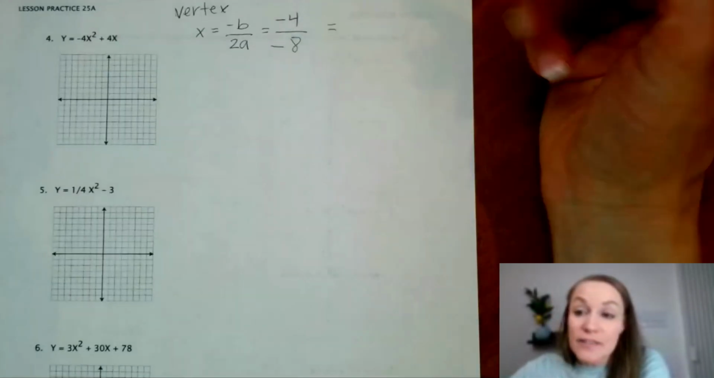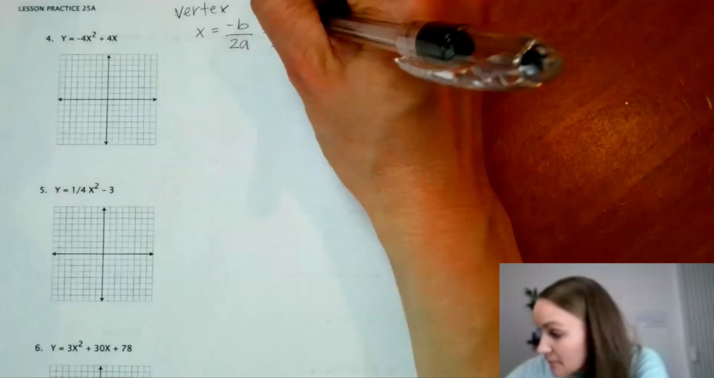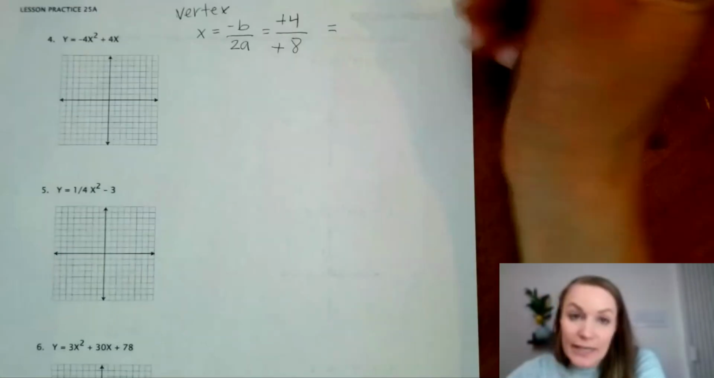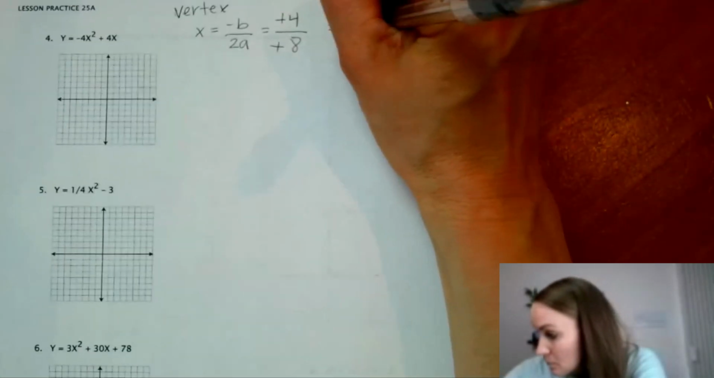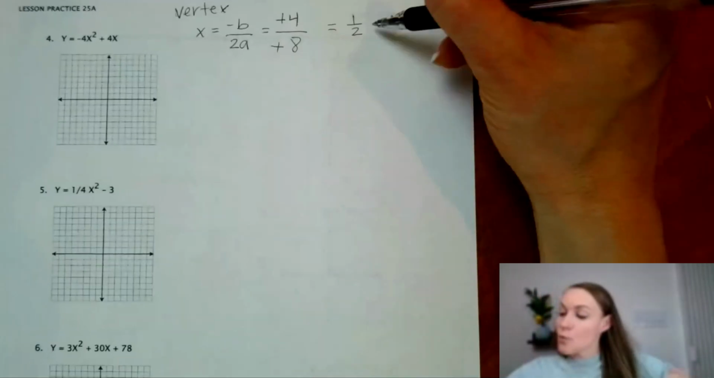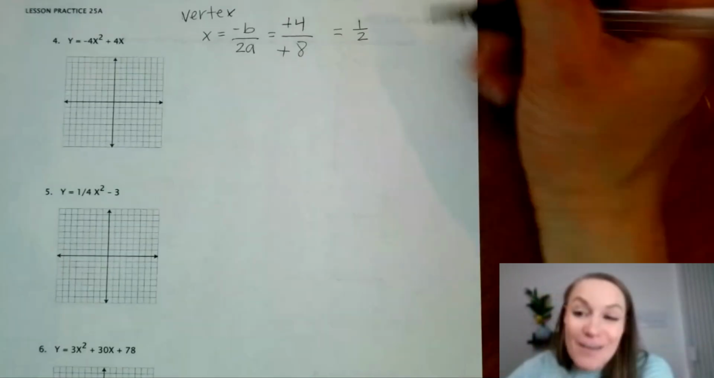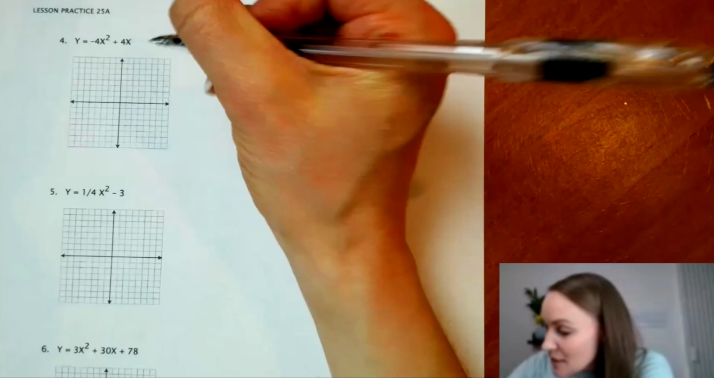So negative divided by negative is a positive. 4 divided by 8 is 1/2. So my vertex is 1/2, comma, something. So let's figure out what that something is.